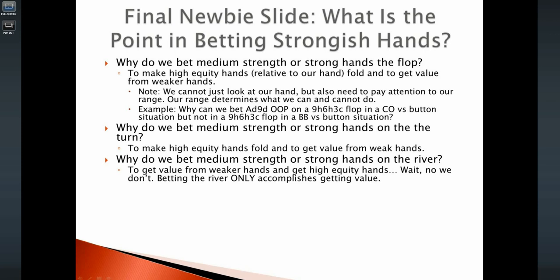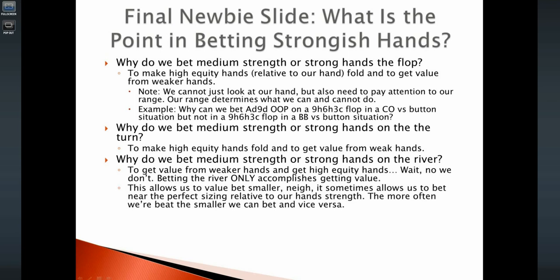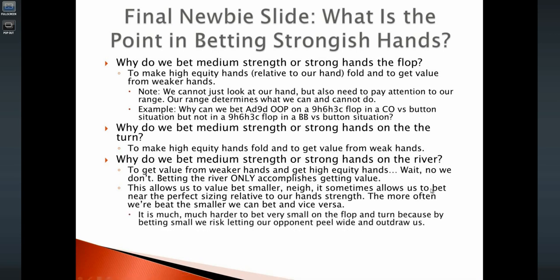This is a very significant thing. This allows us to bet smaller. Sometimes it allows us to bet near the perfect sizing relative to our hand strength when we're on the river. The more often we're beat, the smaller we can bet, and vice versa, on the river, because we don't have to worry about our opponent getting to see another card. It is much, much harder to bet very small on the flop and turn, because by betting small, we risk letting our opponent peel wide and outdraw us. Hands which want to bet small are usually very vulnerable to being outdrawn, except on the river.